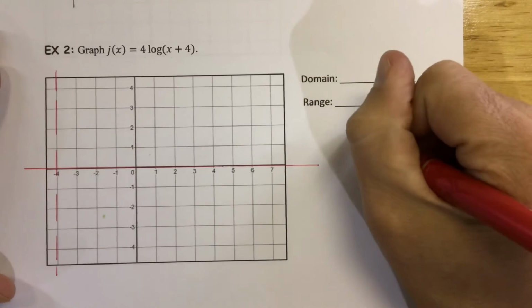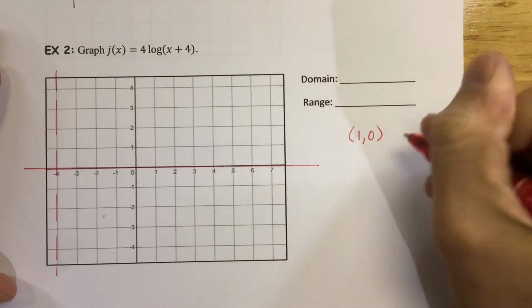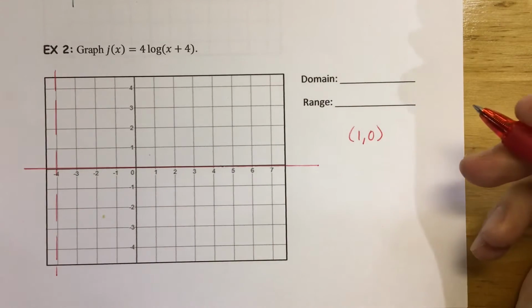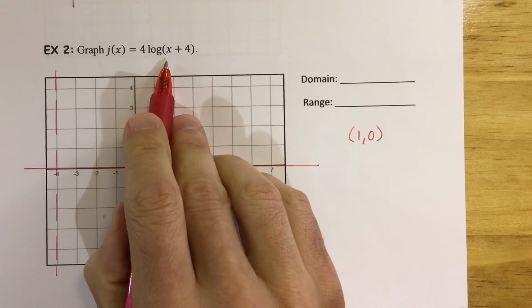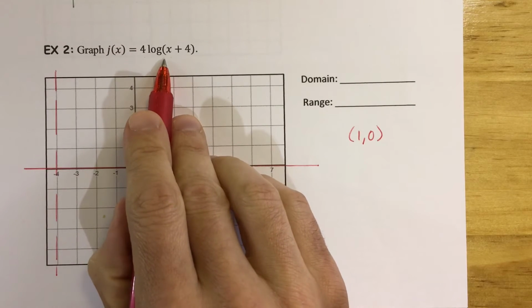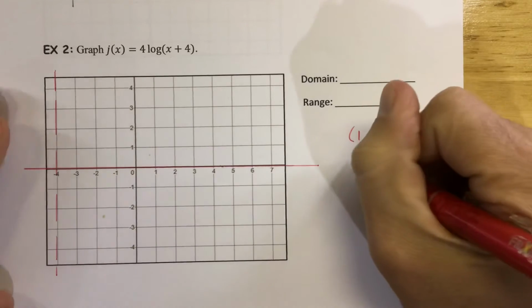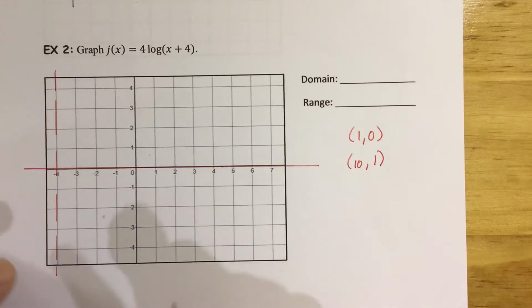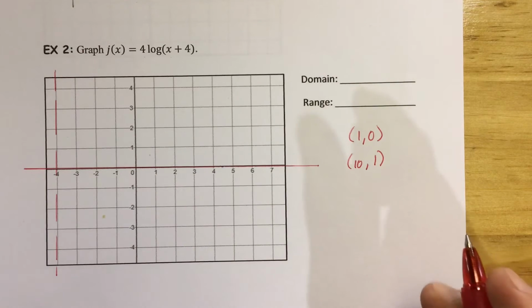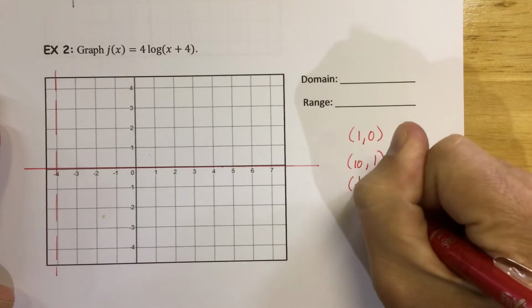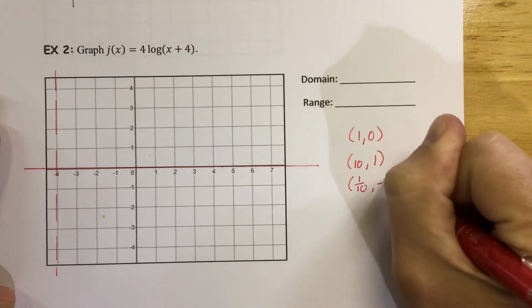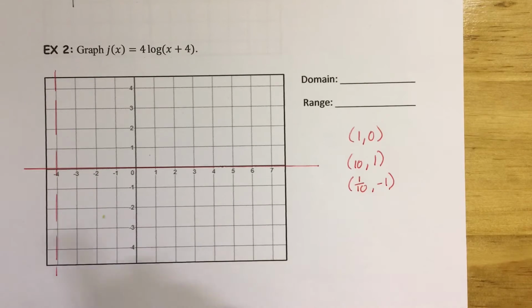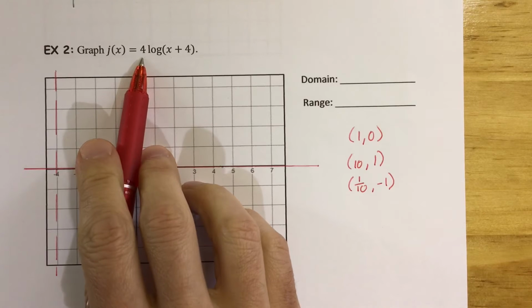All right, what we do next is we think about our key coordinates. Our key coordinates include 1, 0. It includes your base and 1. The base for this, because you can't see one, right? There isn't any subscript there. That means that this is base 10. So you have 10, 1. Then your third coordinate is going to be that reciprocal coordinate, so 1 over 10 with a -1. These would be the points that I would graph if I didn't have that 4 there.